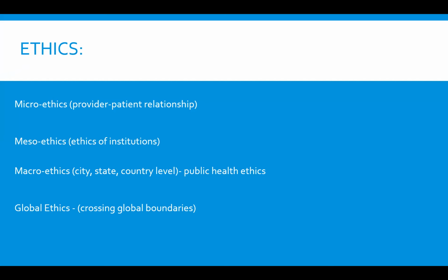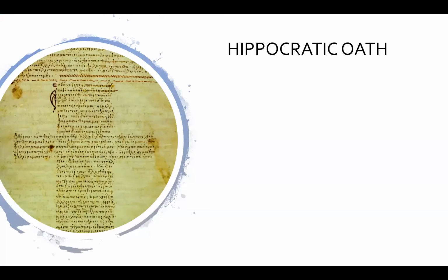Meso or mesoethics are what institutions are responsible for. So you can think of that as what the local health department is responsible for, or NGOs are responsible for. Macroethics is the city, state, country level, and these are more public health ethics. And then global health ethics can be seen as crossing global boundaries. There's much debate on the definitions and what is global health, which is our topic we're going to talk about next. But first, all of us know the Hippocratic Oath.